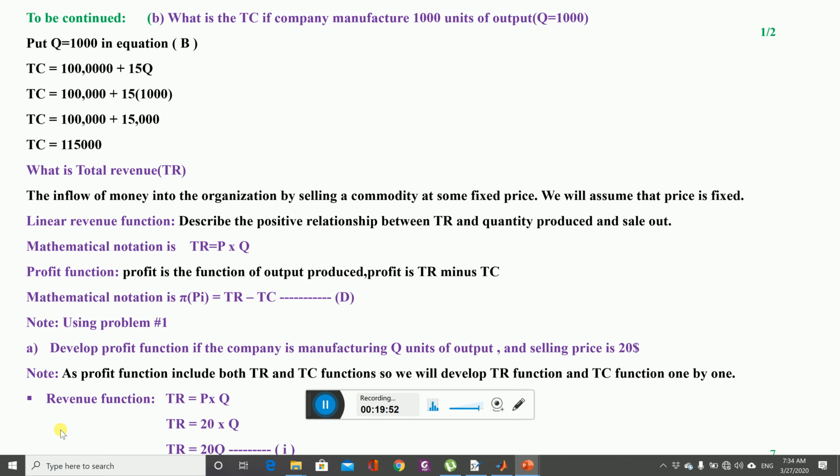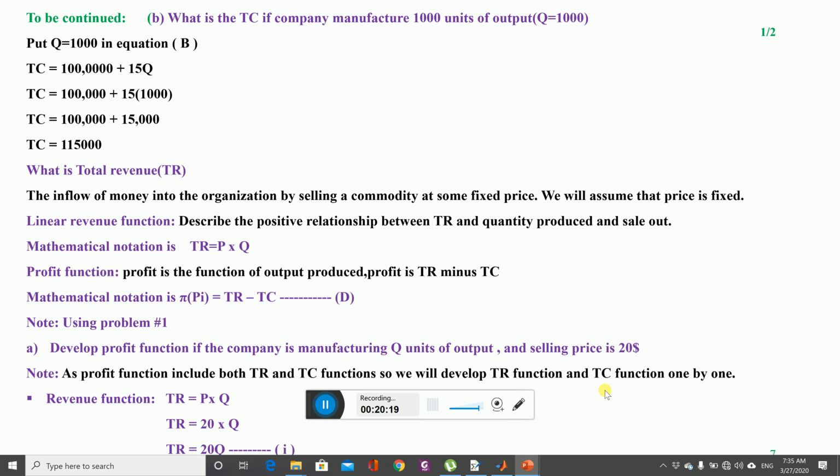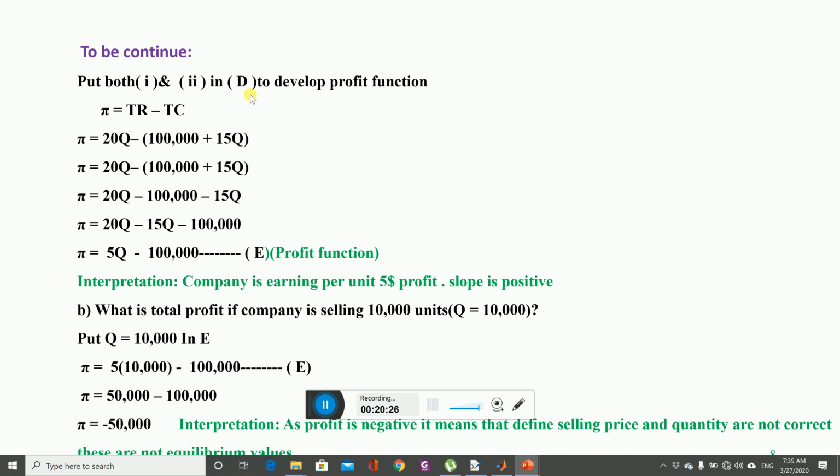So the total revenue function is very easy. Total revenue is equal to price times Q, PQ. Total revenue is equal to P, which we know is $20, so put 20 for P, multiplied by Q, and total revenue is equal to 20Q, and we give this the name 1. So this is actually your revenue function. Now the cost function we already developed, I think.